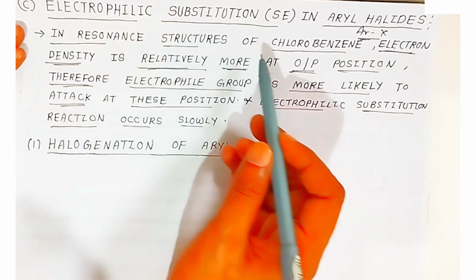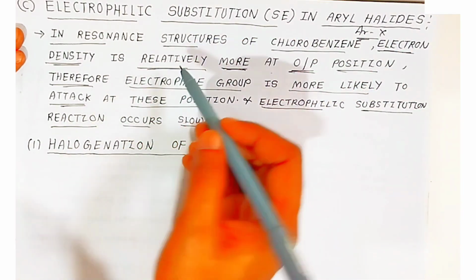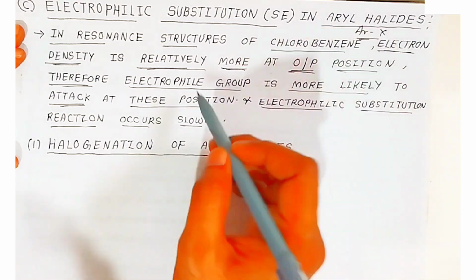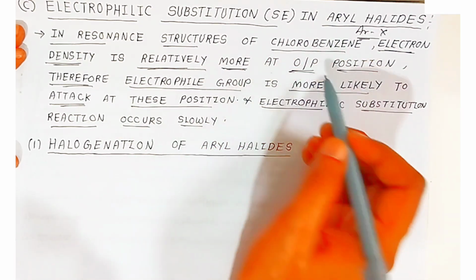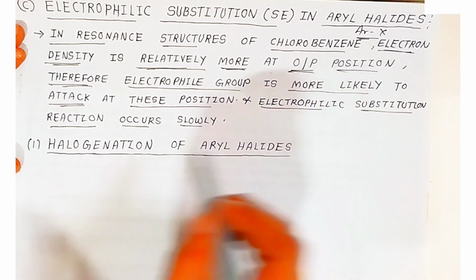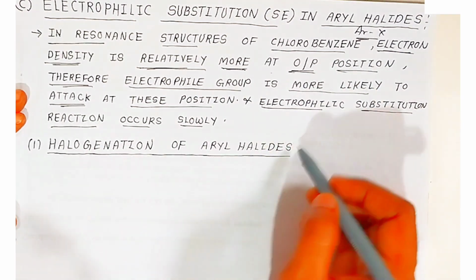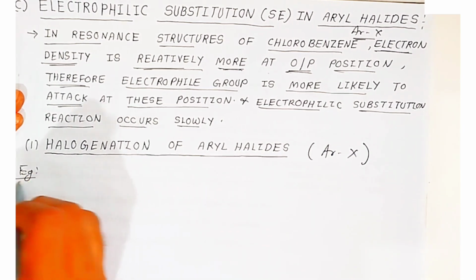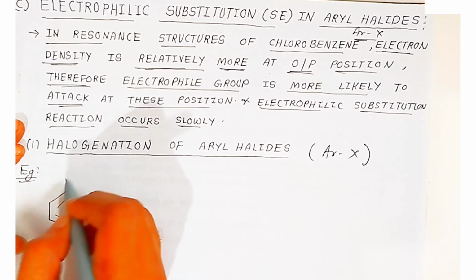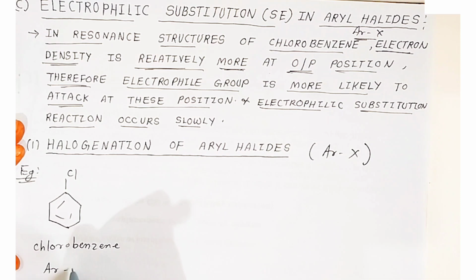So, because of the resonance structure of chlorobenzene, students, the electron density is more at the ortho and para positions. Therefore, the electrophilic group is more likely to attack these positions. The electrophile will attack the ortho and para positions of chlorobenzene. Say for example, students, halogenation of aryl halide. Here we are going to take the aryl halide, that is chlorobenzene. This is the simplest aryl halide, students.